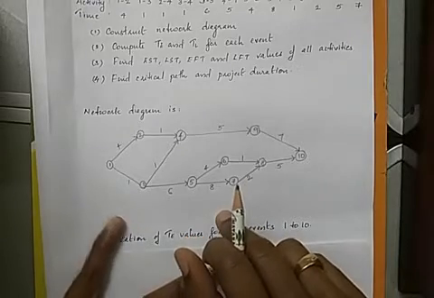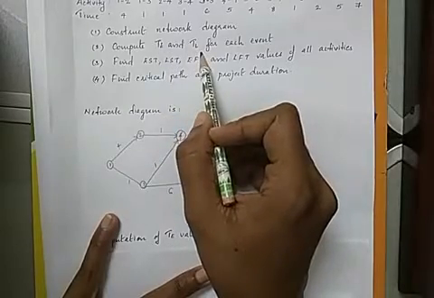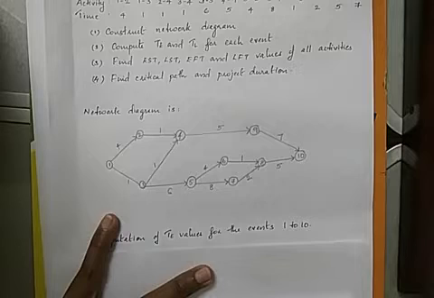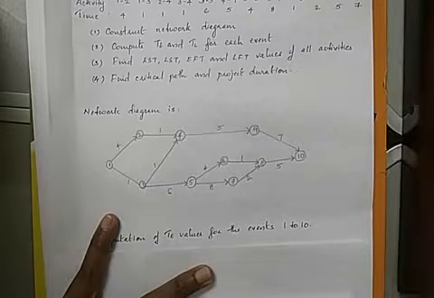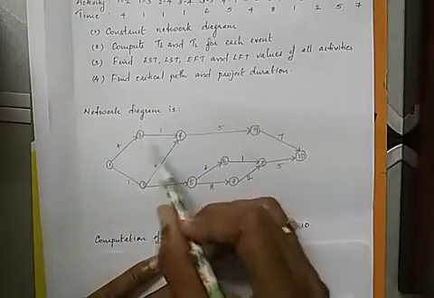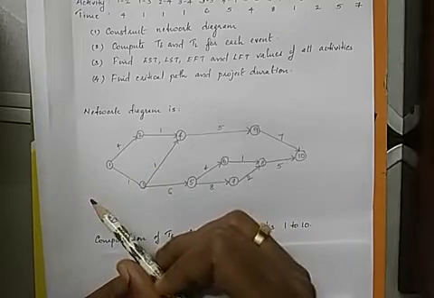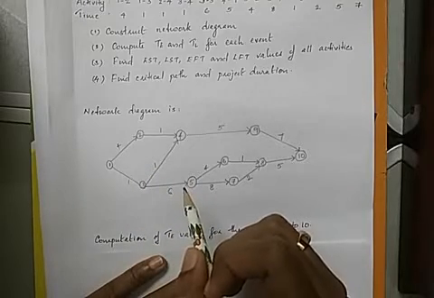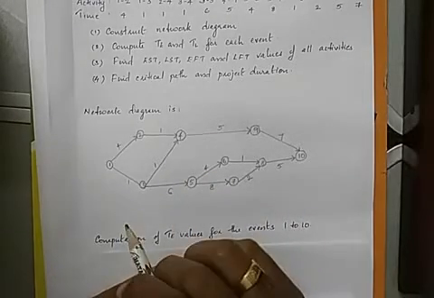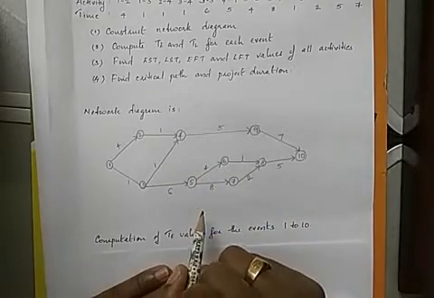Now using this network diagram, we have to find the TE and TL values for each event. TE means the earliest event timing and TL means the latest event timing. So for each event in this network diagram, we have to find the TE and TL values. Now let's start with the TE values. We will first compute the TE values for each event in the given diagram.